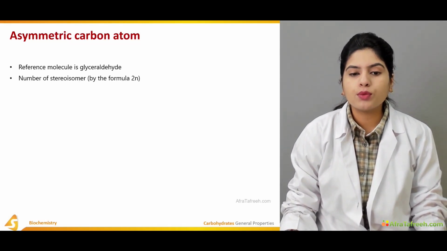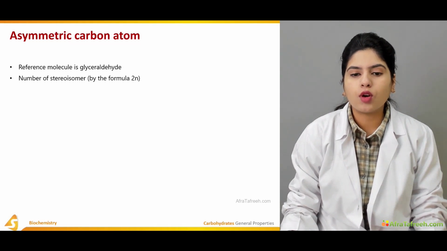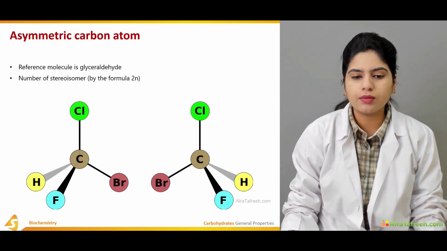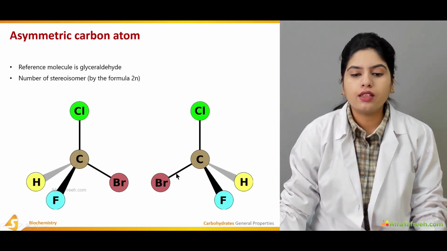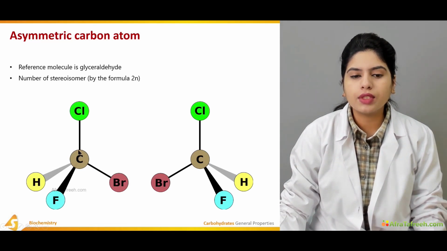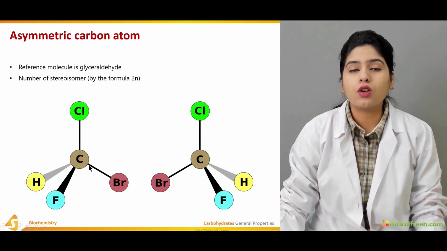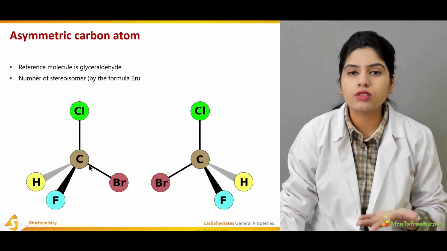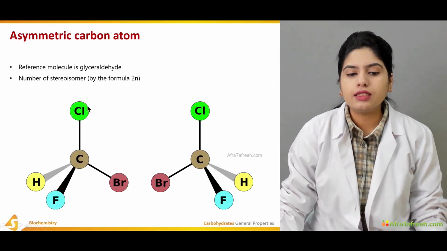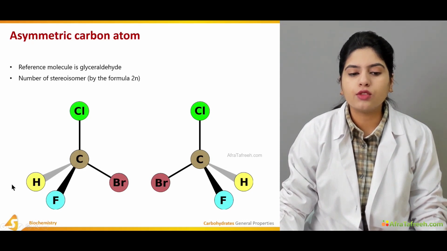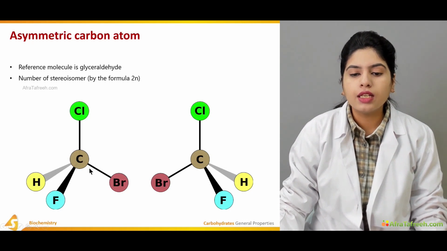The number of stereoisomers can be found out by the formula of 2^n, in the case of asymmetric carbon atoms only. Here, this is the example of the asymmetric carbon atom. You can see this is the carbon that is attached to 4 different groups. Now, not in case of the carbohydrate, but this explains the concept of the asymmetric carbon atom. This is the chlorine, fluorine, bromine, and hydrogen atom.